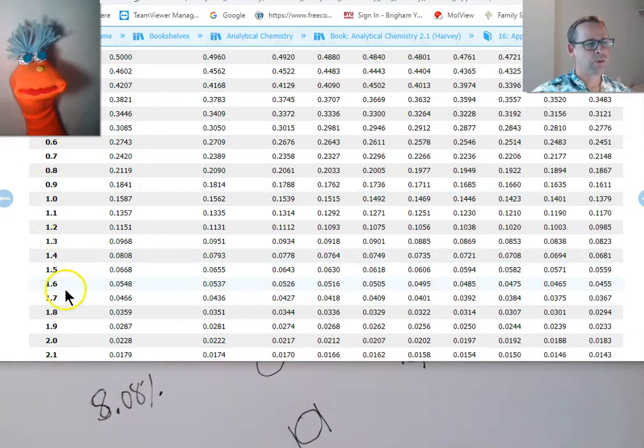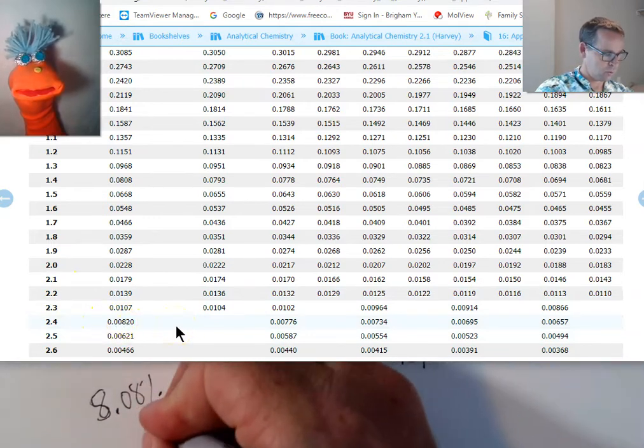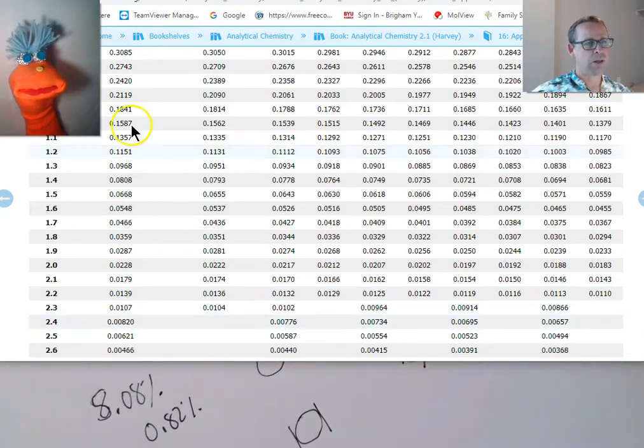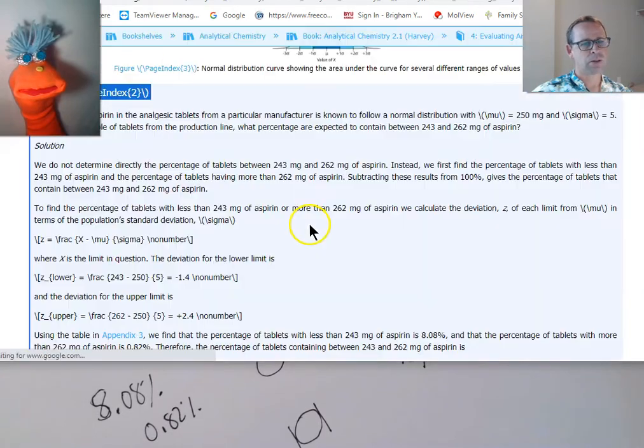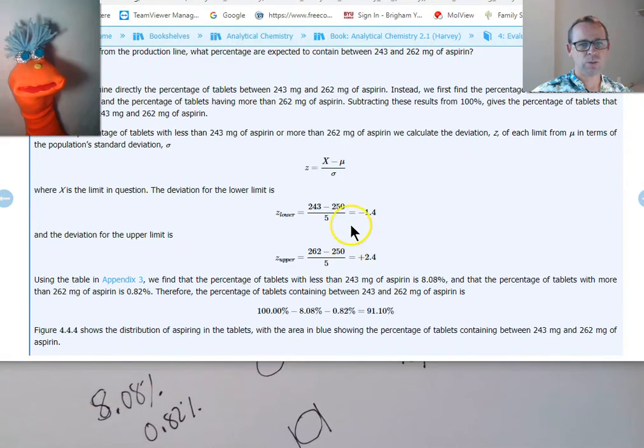And then the 2.4 is 0.82%. So this is the percentage. That was the lower limit, right? So this is the percentage, 8.08, that are below 243, and this is the percentage, 0.82, that are above 262. So then if we just take our 100 and subtract the amount below and subtract the amount above, what's left is the percentage that should be within the range of 243 to 262. Does that make sense? Yeah, I think so.